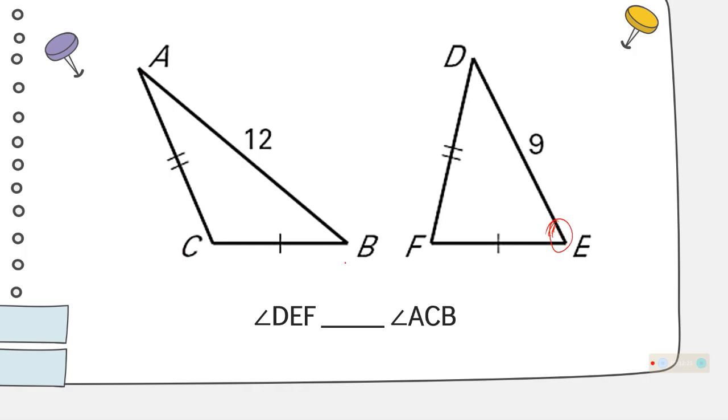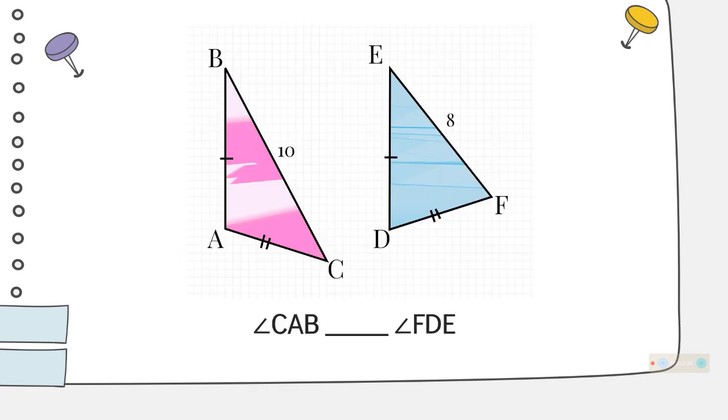And angle ACB, so this angle. Okay? So what do you think? Yes, we have angle DEF is less than angle ACB. That's correct. How about this one? Angle CAB, if you are going to compare with angle FDE. Okay, this is greater than.